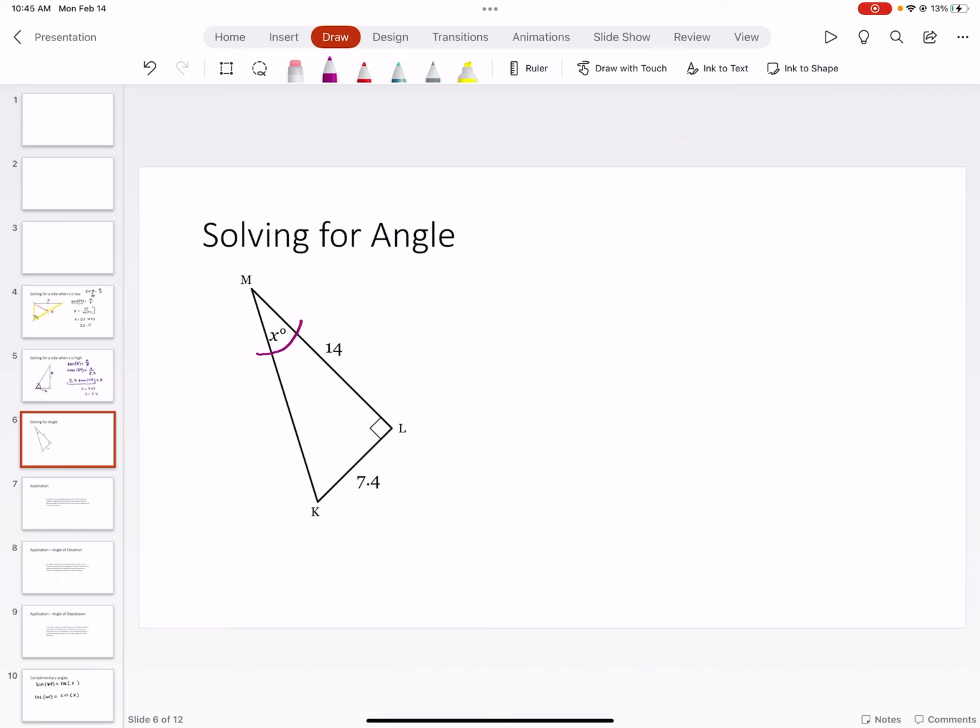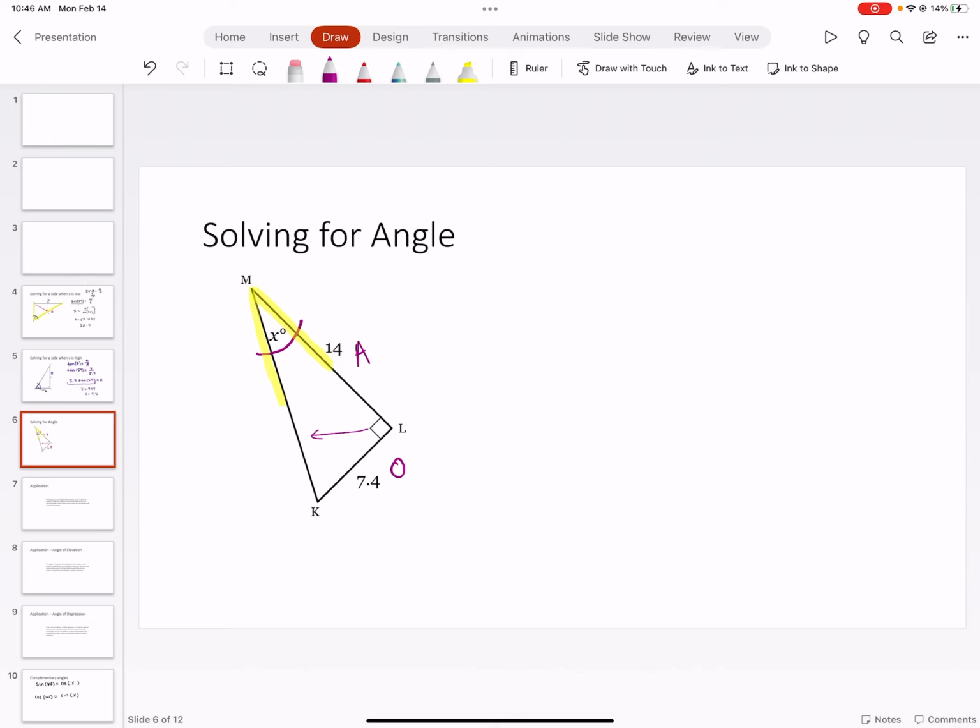So in this case, the x value is going to be my reference angle. And from there, 7.4 is going to be the opposite side, and 14 is going to be the adjacent. If you're still having trouble labeling all your sides, just remember that angles are formed by the hypotenuse and the adjacent side. And directly across from the 90-degree angle is always the hypotenuse. And then that would make the 7.4 the opposite.